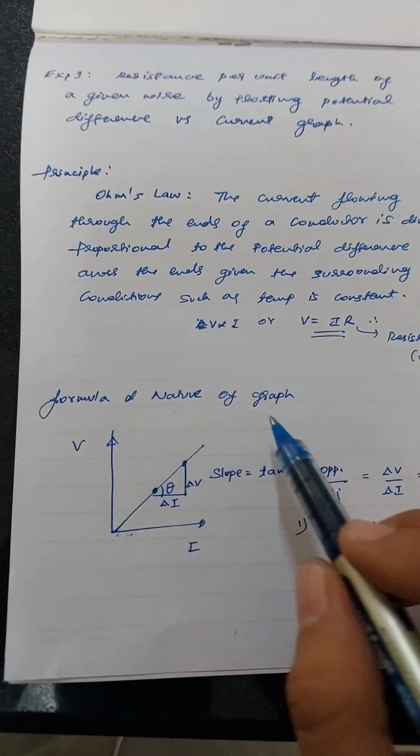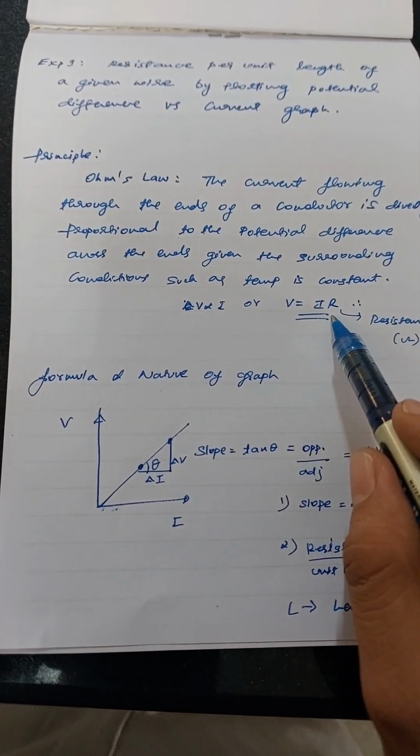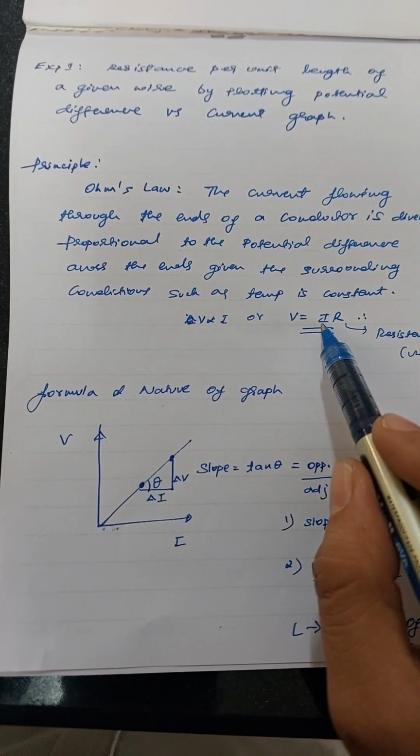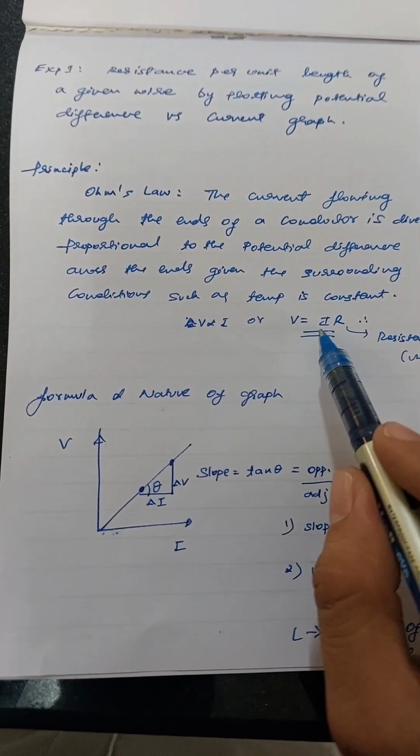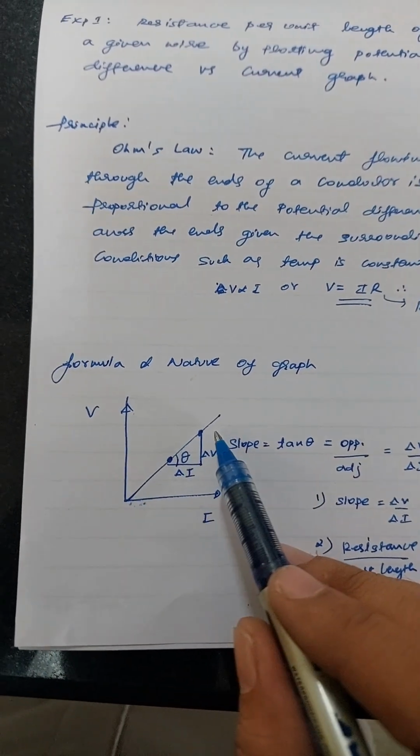Now the formula and the nature of the graph. So this is the nature of the graph. Basically we can see that V is equal to IR is a linear graph. So that means if V increases, I also increases. So it's directly proportional, it is linear. Therefore if we plot a graph between V and I, it should be a straight line.